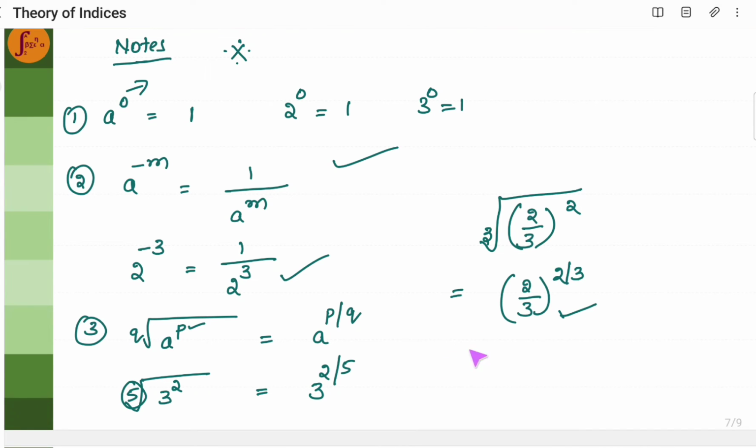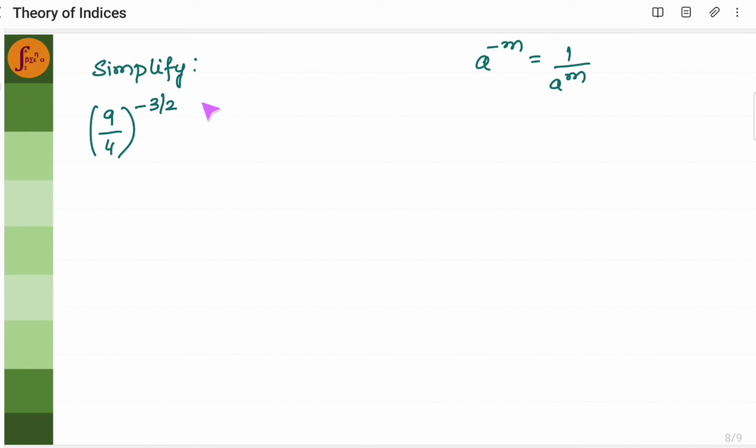Let's take another example. Say we have the fourth root of 3 by 4 to the power 3. How do you write it? You should write it as 3 by 4. Put this 3 here, divide by 4. So this number will come in the denominator. 5 will come in the denominator. Q will come in the denominator.